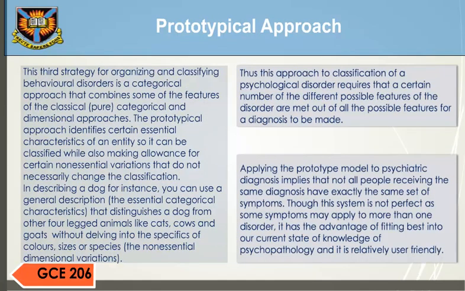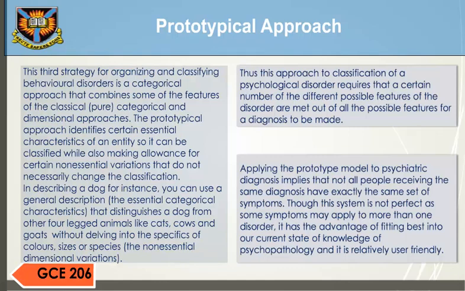Prototypical approach. The third strategy for organizing and classifying behavioral disorders is a categorical approach that combines some of the features of the classical, pure, categorical, and dimensional approaches. The prototypical approach identifies certain essential characteristics of an entity so it can be classified, while also making allowance for certain non-essential variations that do not necessarily change the classification.